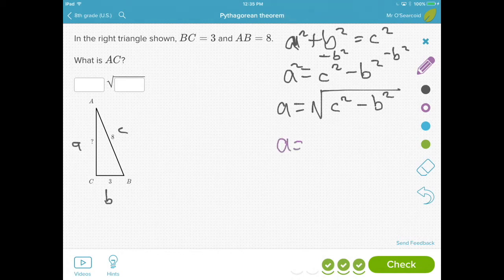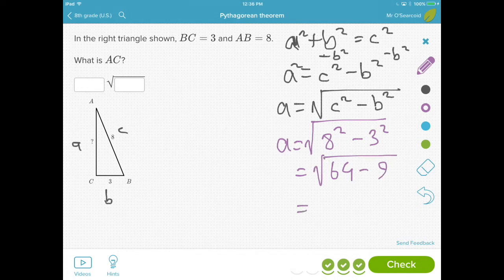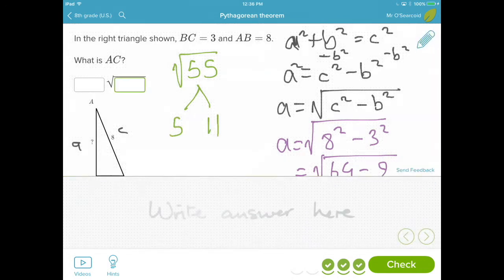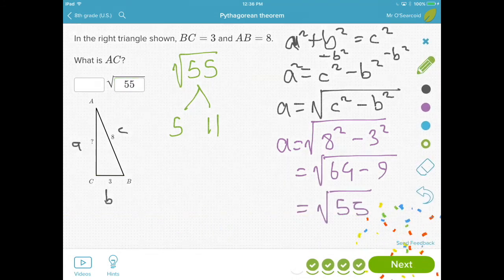Working with that, we've got A is equal to the square root of 8 squared minus 3 squared, which of course is equal to the square root of 64 minus 9, and 64 minus 9 is 55, so we've got the square root of 55 to work with. Again, 55 is not a rational number. Let's do our factor tree. 55 is 5 times 11. Both 5 and 11 are prime numbers, so we cannot extract any of this from the square root. We put 55 back into the square root.